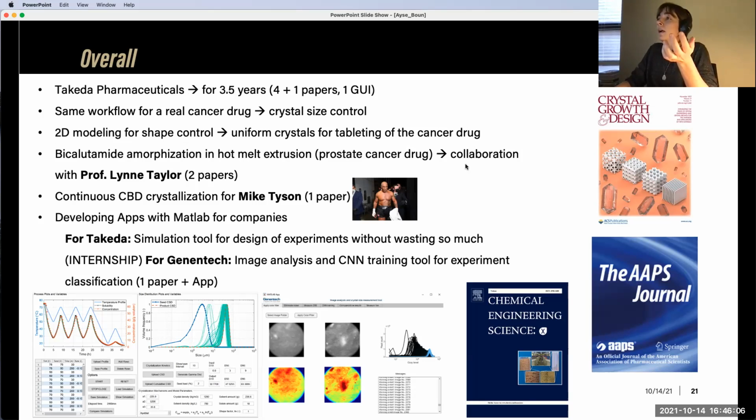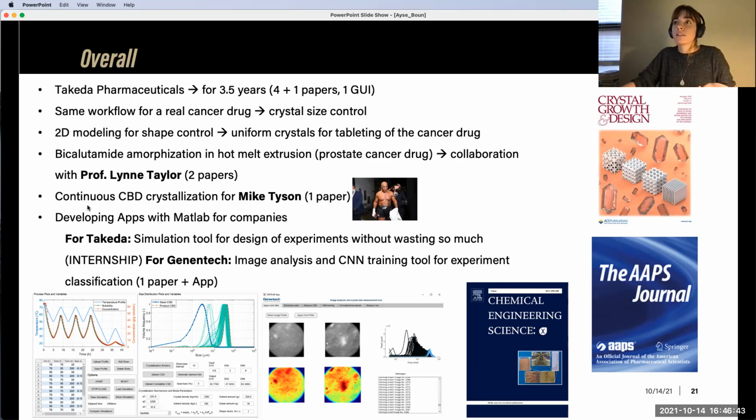And then I also had other projects, like we had a very good collaboration for 2 years with Professor Lynn Taylor from the Pharma department, on another cancer drug. This time it's just a dissolution and breakage of a drug in another system, hot melt extrusion. That's also something industry uses a lot to produce tablets. Basically, they just melt the crystals in a polymeric media, and they just create the tablets like that.